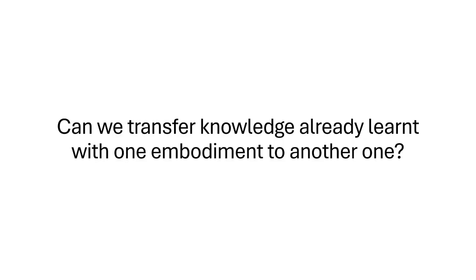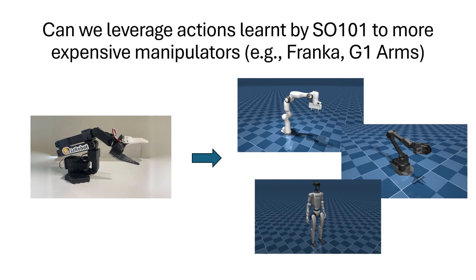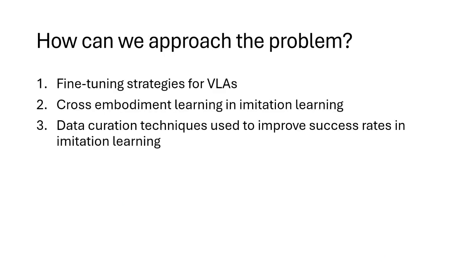So can we transfer the knowledge already learned with one embodiment to another one, like from one manipulator to another? More specifically, can we leverage the actions learned by low-cost robots like the SO101, as you see on the left side of the slide, for more complex and expensive manipulators like Franka, humanoid G1 arms, or other types of manipulators? How can we approach this problem?